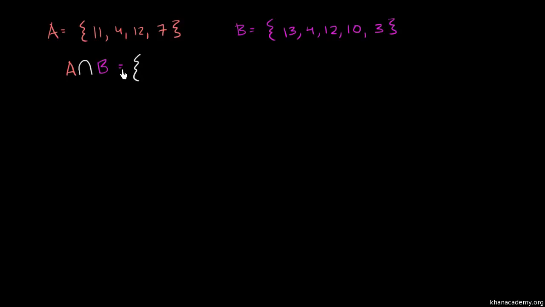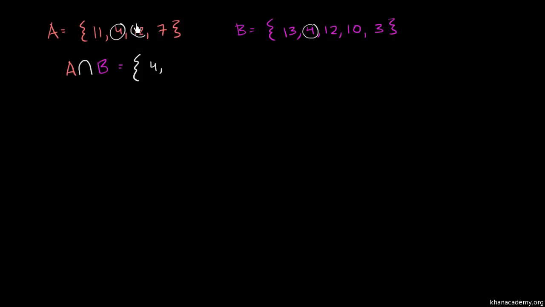Well, it's the things that are in both sets. So I have 11 here, I don't have an 11 there, so that doesn't make the intersection. I have a 4 here. I also have a 4 here. So 4 is in A and B. So I'll put a 4 here.